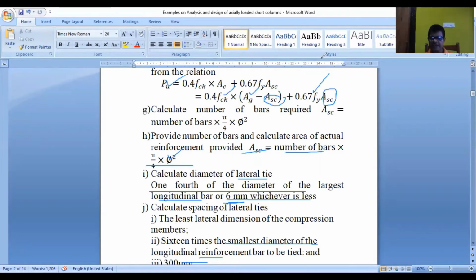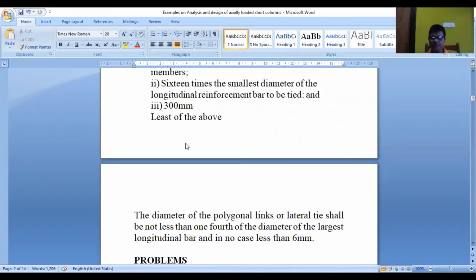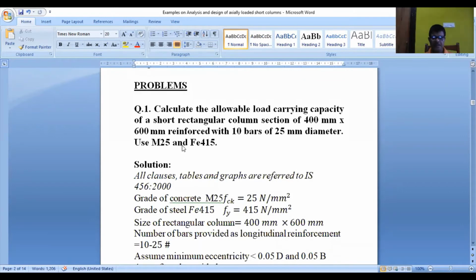So this is regarding your design steps, and then you have to draw the detailing part. Reinforcement detailing you have to do for this design part. Any design must be followed by a detailing. Now let us see the problem. Initially we'll see the analysis problem, then we'll go for the design problem.